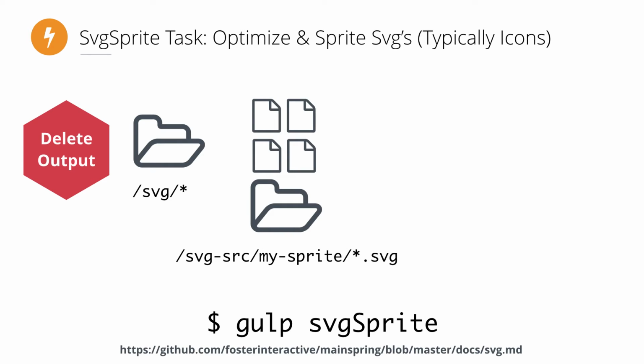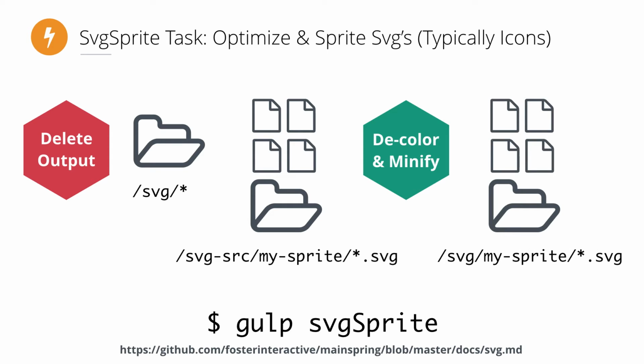Second thing it does is it goes into your SVG source folder, and it actually looks for folders inside of there, and then it looks for sprites inside of those folders. So for this example, let's just say there's a folder called my-sprite sitting inside of there.